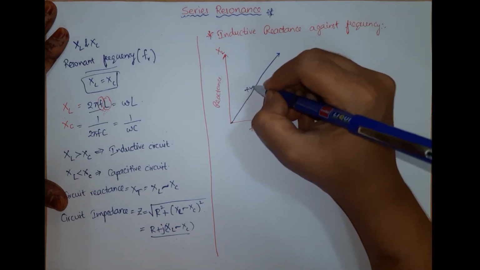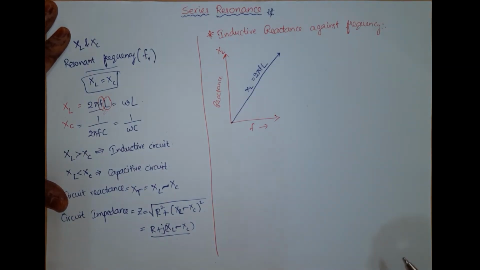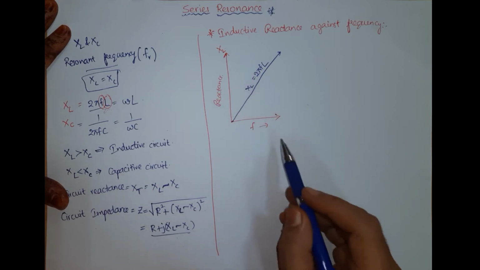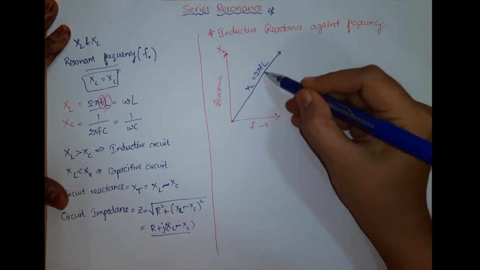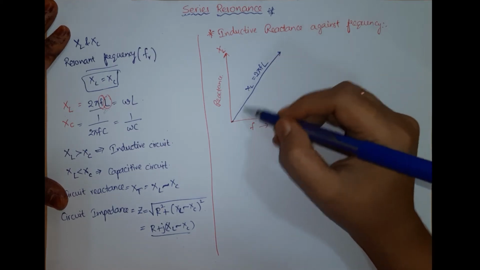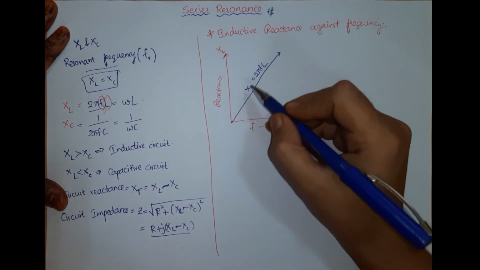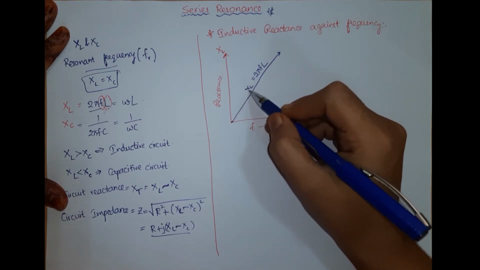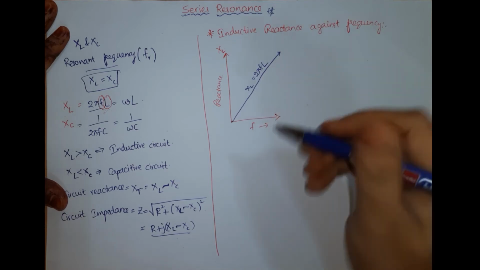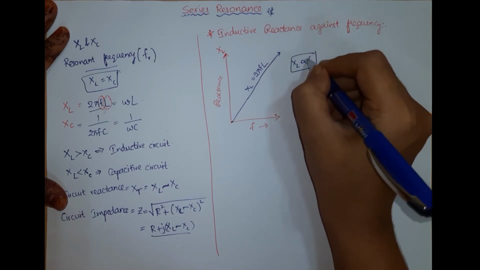So this is nothing but our XL equals 2 pi FL. Right? So the graph of inductive reactance against frequency is a straight line, a linear curve, we can say. So the inductive reactance value of the inductor increases linearly as the frequency across it increases. Therefore we can write XL is proportional to frequency.